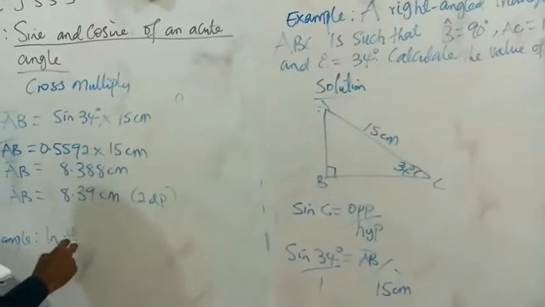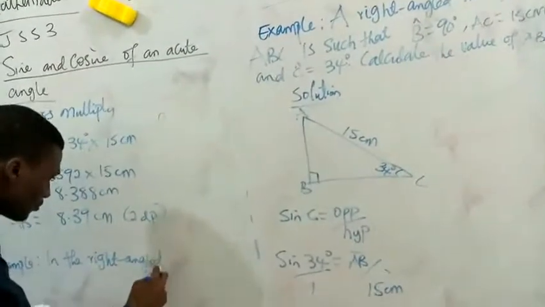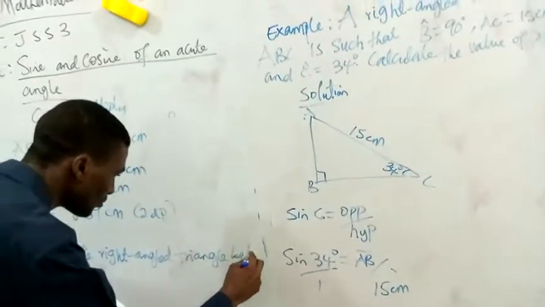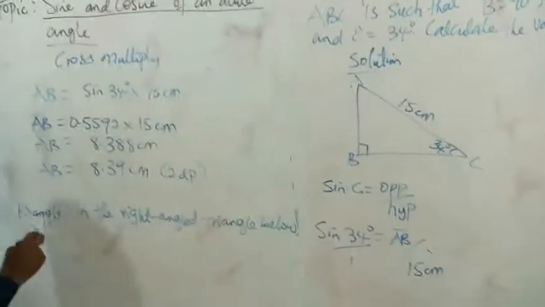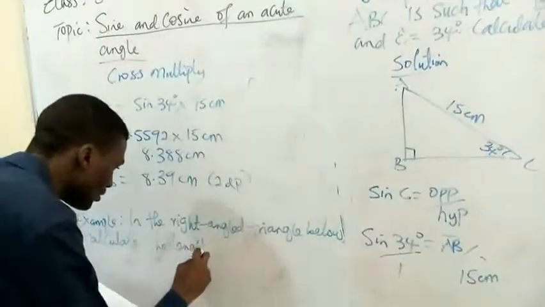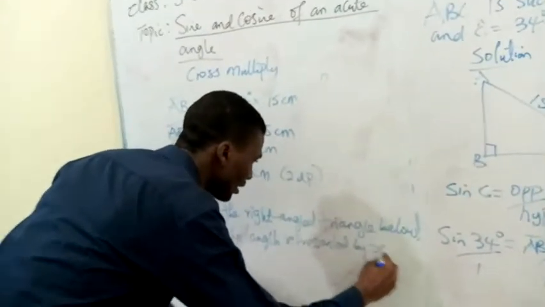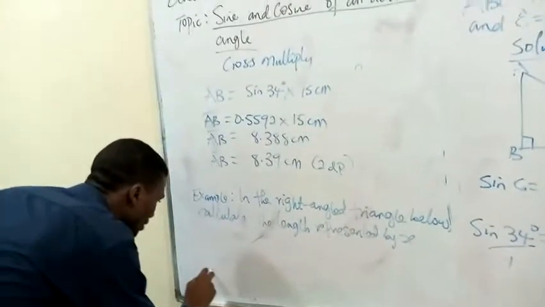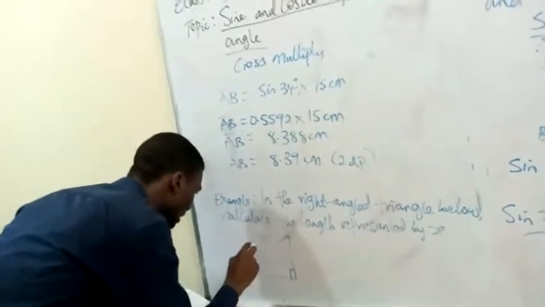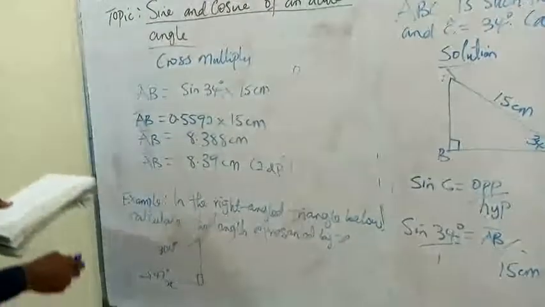In the right angle triangle below, calculate the length represented by x. We have a right angle triangle. We have 30 cm. We have an angle here, 47 degrees. We have an x. How do we find our x?